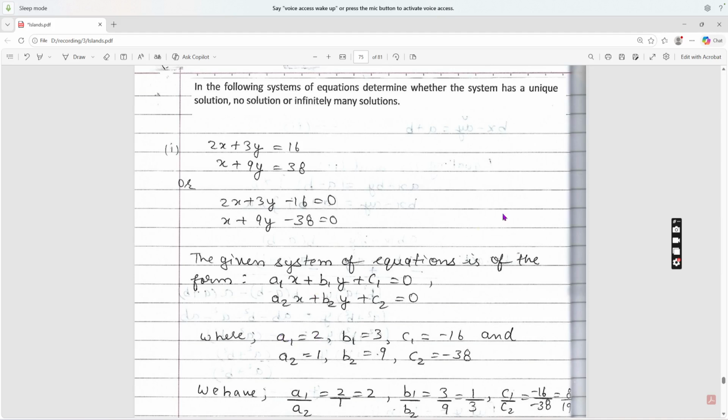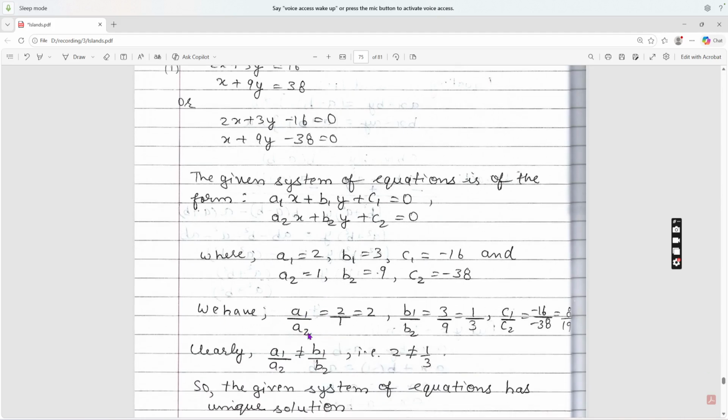See, all the steps we have to write in our subjective examination. That is why all these are written in the manuscript in order to give you a clear reference that all the steps you have to comprehend, you have to write in your examination. So a1 is equal to 2, b1 is equal to 3, c1 is equal to minus 16, and a2 is equal to 1, b2 is equal to 9, and c2 is equal to minus 38.